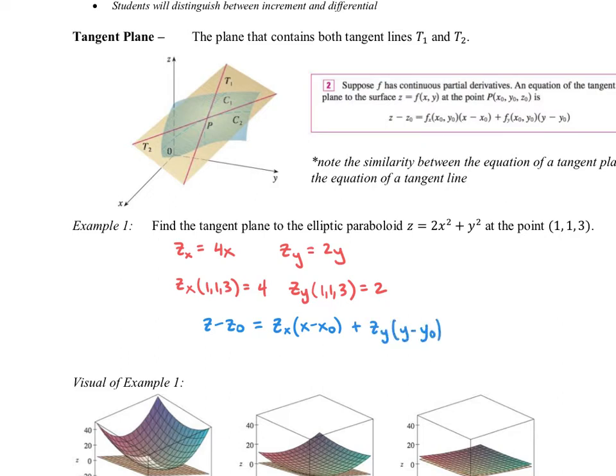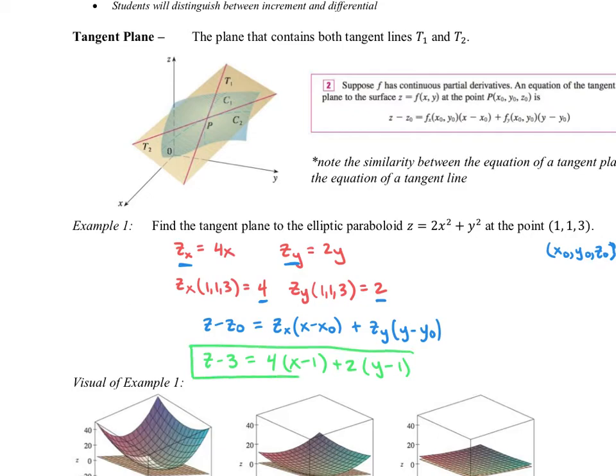So where does all of this come from? Well, our point is going to be x sub 0, y sub 0, and z sub 0. So we get all of the information that we need there. And then, of course, we need our partial derivatives, which we've calculated to be 4 and 2 in this particular moment. So here we go. We got z minus 3 equal to 4 times x minus 1 and 2 times y minus 1. And there you go. That's kind of all there is to it in terms of the plane itself.